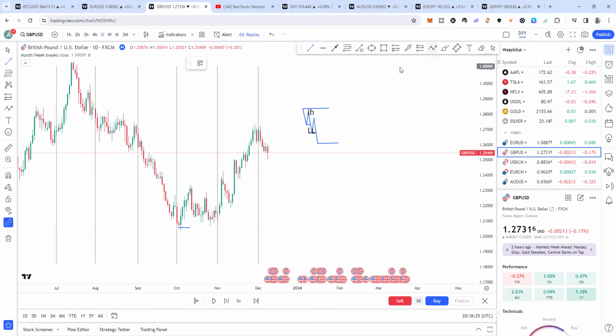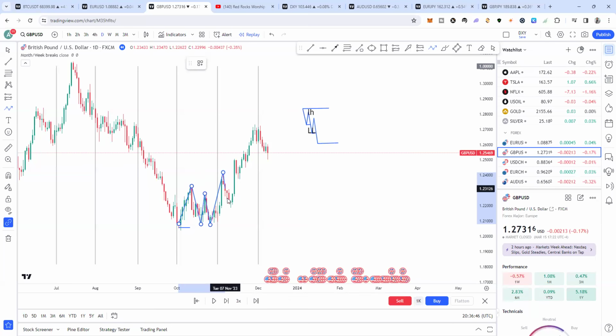Price moves to the upside and forms what? Forms a higher low. Have you seen that? It forms a higher low. It comes back, forms a new low, and then forms what? Another high, which is higher than this one. So this becomes a higher high.